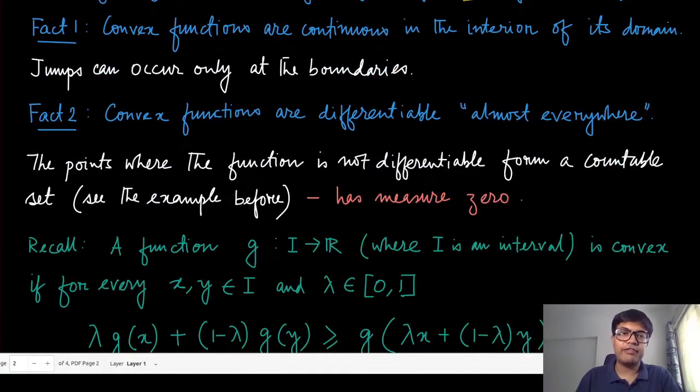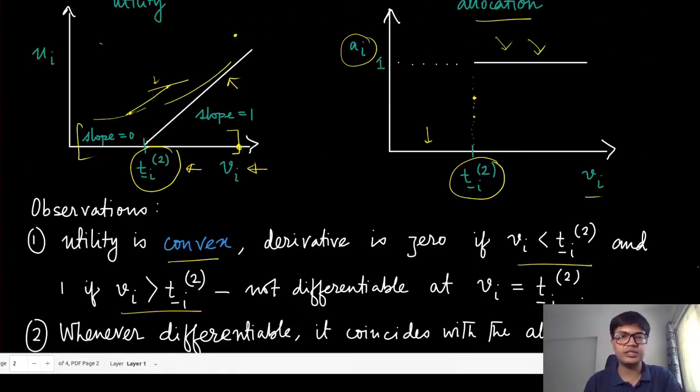So the second fact of convex functions is that they are differentiable almost everywhere. Now, what does this term almost everywhere mean? It means that the points where the function is not differentiable form a countable set. So we can see the example before, that exactly at one point, or maybe there are multiple other points, you can actually have it, but you cannot create an interval of points, for instance, where it is non-differentiable.